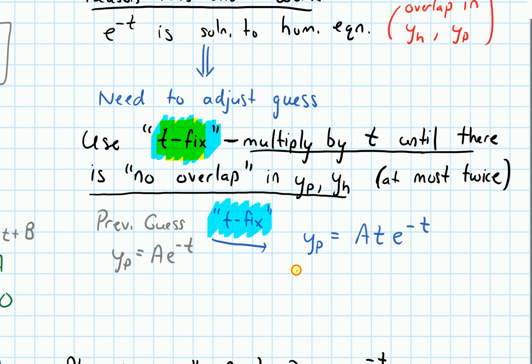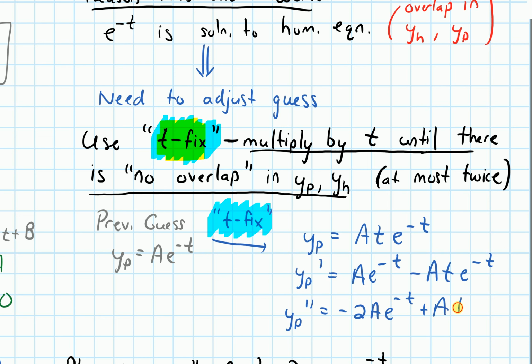And then I need to take its derivative and its second derivative. The first derivative of this, if we do the product rule, ends up being a e to the negative t minus a t e to the negative t. And the second derivative of this, if I do the derivative one more time, I'm also just going to write down what it is. It's negative 2a e to the negative t plus at e to the negative t.